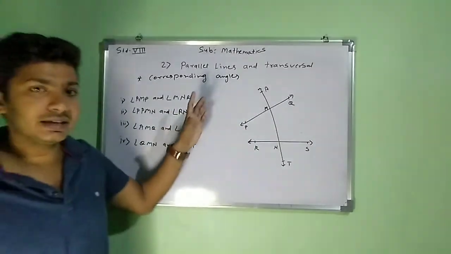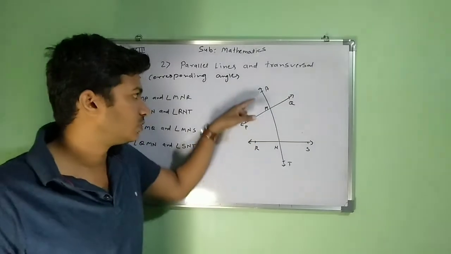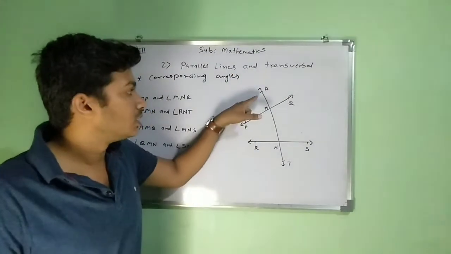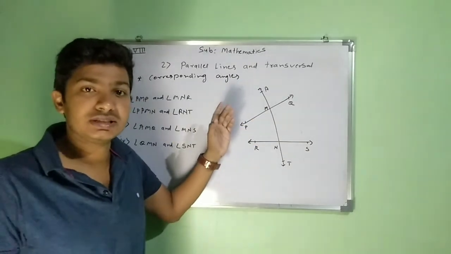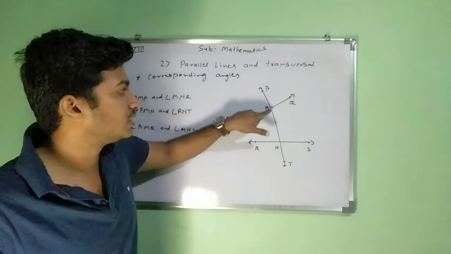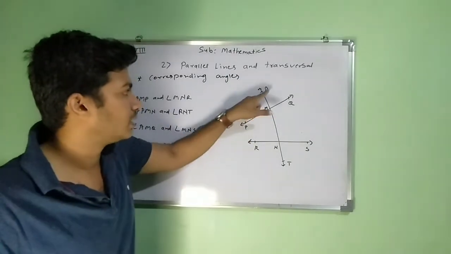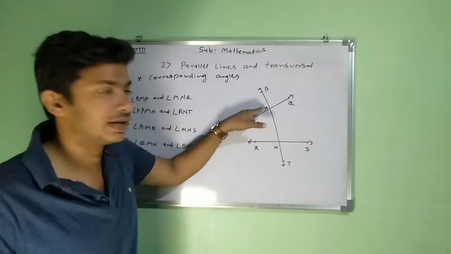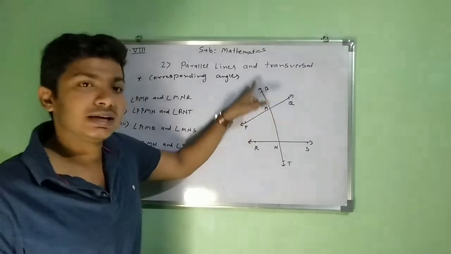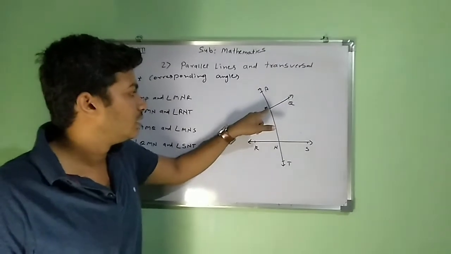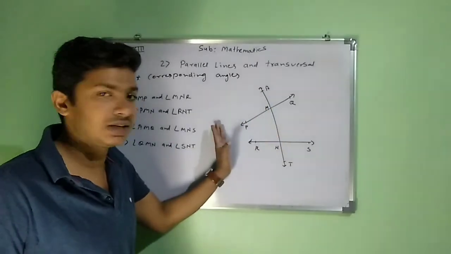Corresponding angles: we know that every angle consists of 2 arms. If you consider the first arm, one arm will be in the same direction and the other arm will be on the same side of the transversal. Consider angle AMP. Look at the direction of the first arm: it is in the upward direction, and the second arm is on the left-hand side of the transversal.